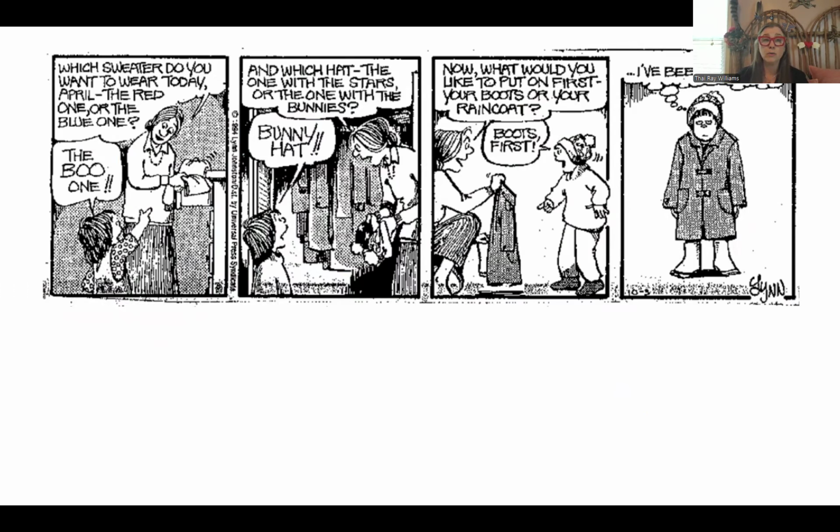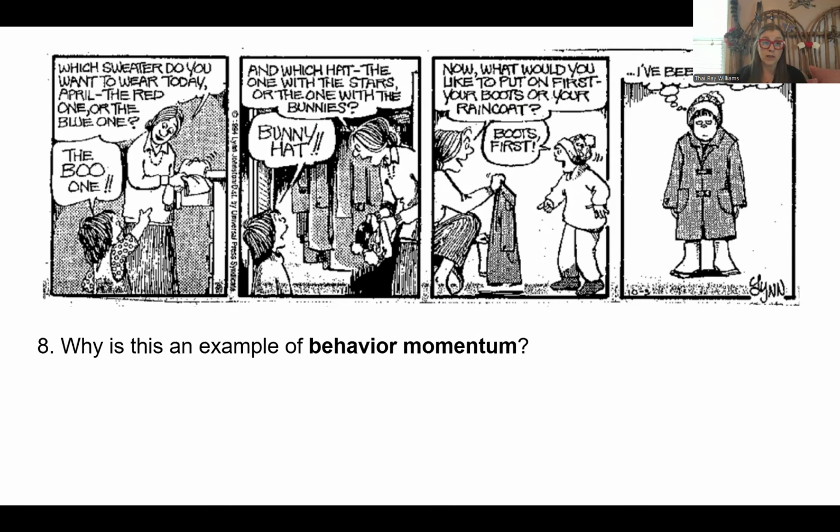And she says, the blue one. And then the mom says, which hat? The one with the stars or the ones with the bunnies? And she says, the bunny hat. And then the mom says, what would you like to put on first, your boots or your raincoat? And she says, boots first. And then she puts on her coat and she realizes, oh my gosh, I've been had. The mom got that behavior momentum going. So why is this an example of behavior momentum? Share that. And that's what I want you to think about.